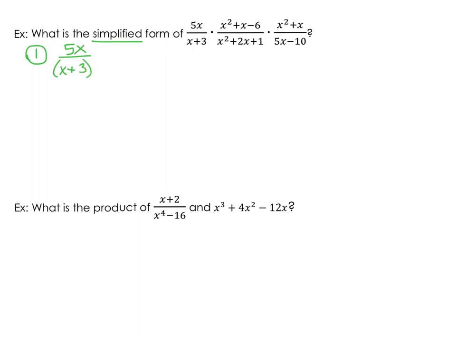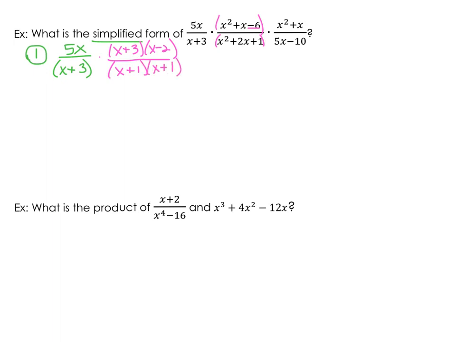In the second fraction, we've got x squared plus x minus 6. So what are two numbers that multiply to get negative 6 but add to get positive 1? We could do x plus 3 and x minus 2. That would give us that product. And then in the denominator, what are two numbers that multiply to get 1 but add to get 2? Well, there's not a lot of choices there. It's going to be 1 and 1. Therefore, it's x plus 1 and x plus 1.